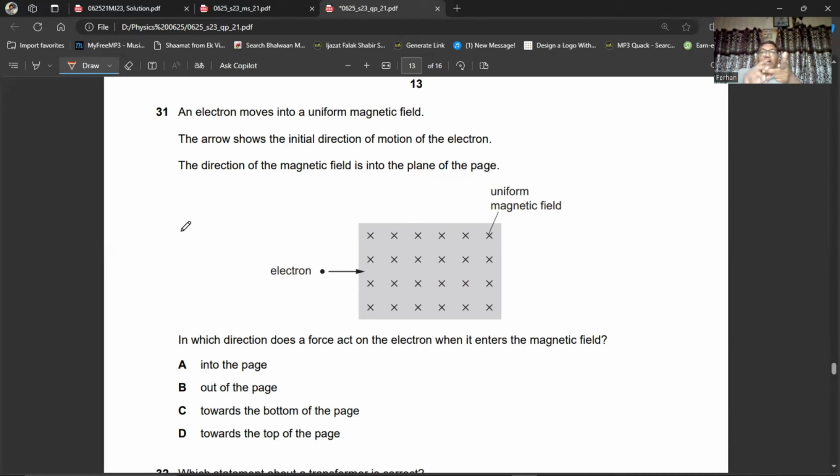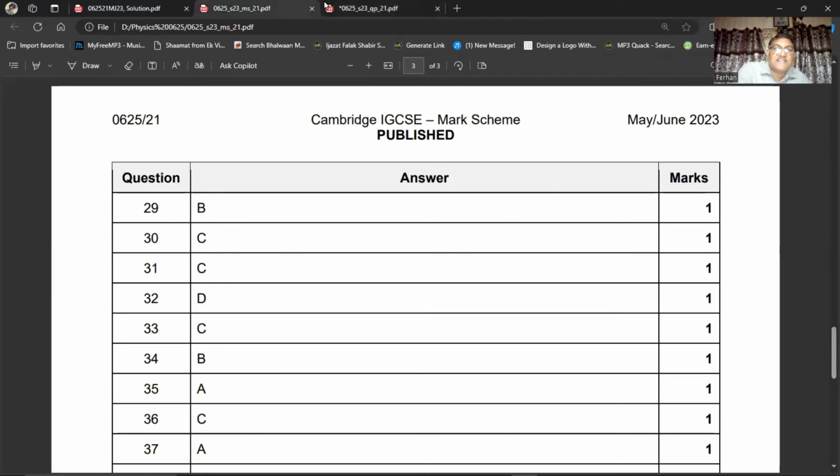So let's apply this. The charged particles are going in this direction. Magnetic field is into the page, and my thumb is pointing upward. That means this should go upward, but this law is not about the negative charges. This is about the positive charges. But this is an electron, which is negative. So it will bend opposite. So it will bend towards the bottom of the page. So I think C is the answer, sir. Question number 31, C is the answer.